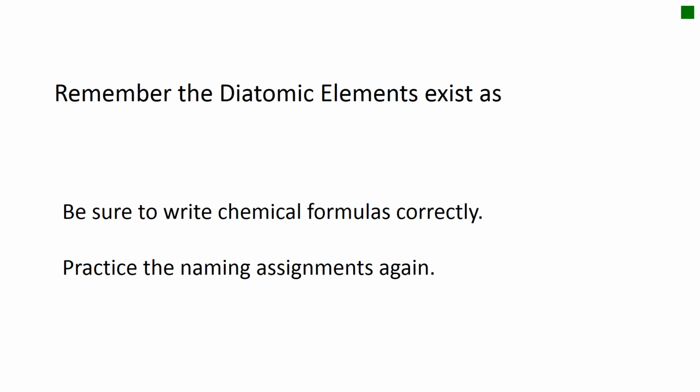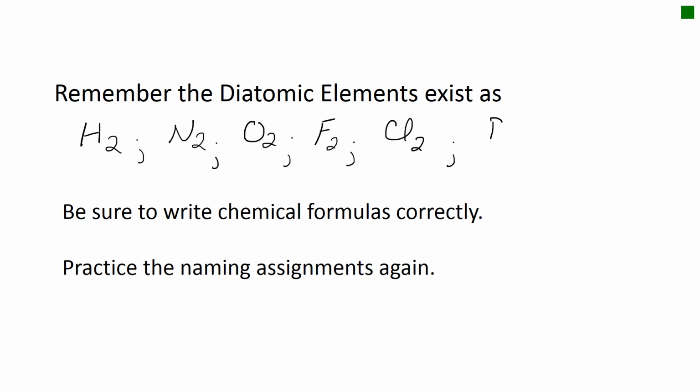So when we do the examples coming up, remember the diatomics exist as, let me just remind you, we have H2, now follow me on your periodic table, N2, O2, F2, go down in your periodic table to see Cl2, Br2, and I2. And that's hydrogen, nitrogen, oxygen, fluorine, chlorine. Those are all gases. Bromine tends to be a liquid, and iodine is going to be a solid. Be sure to write your chemical formulas. Practice that naming assignment.